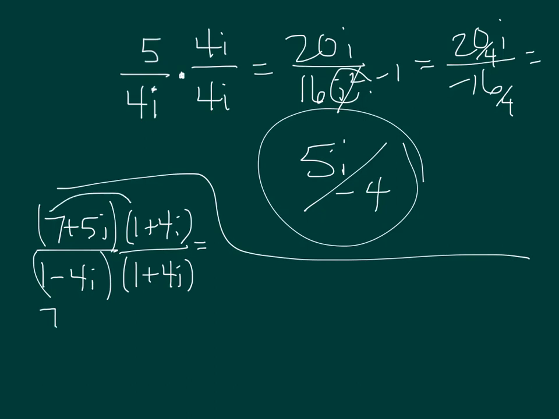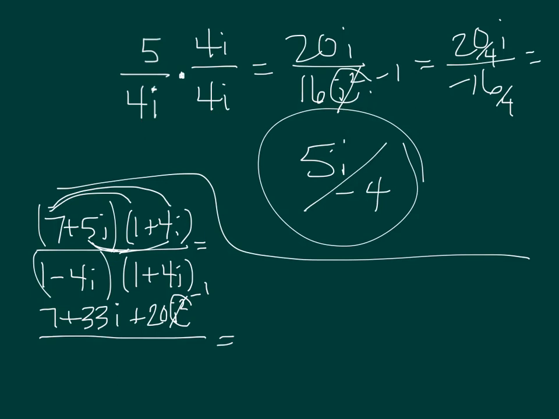7 times 1 is 7. 7 times 4i is 28i. 5i times 1 is 5i. So I've got 28i and 5i giving me 33i. And then last but not least, 5i times 4i is 20i squared. i squared is a negative 1. That's actually a negative 20. So as I continue to simplify my numerator, I've got a negative 20 and a 7 that can go together, giving me a negative 13, and then I've got a 33i that I already put together.